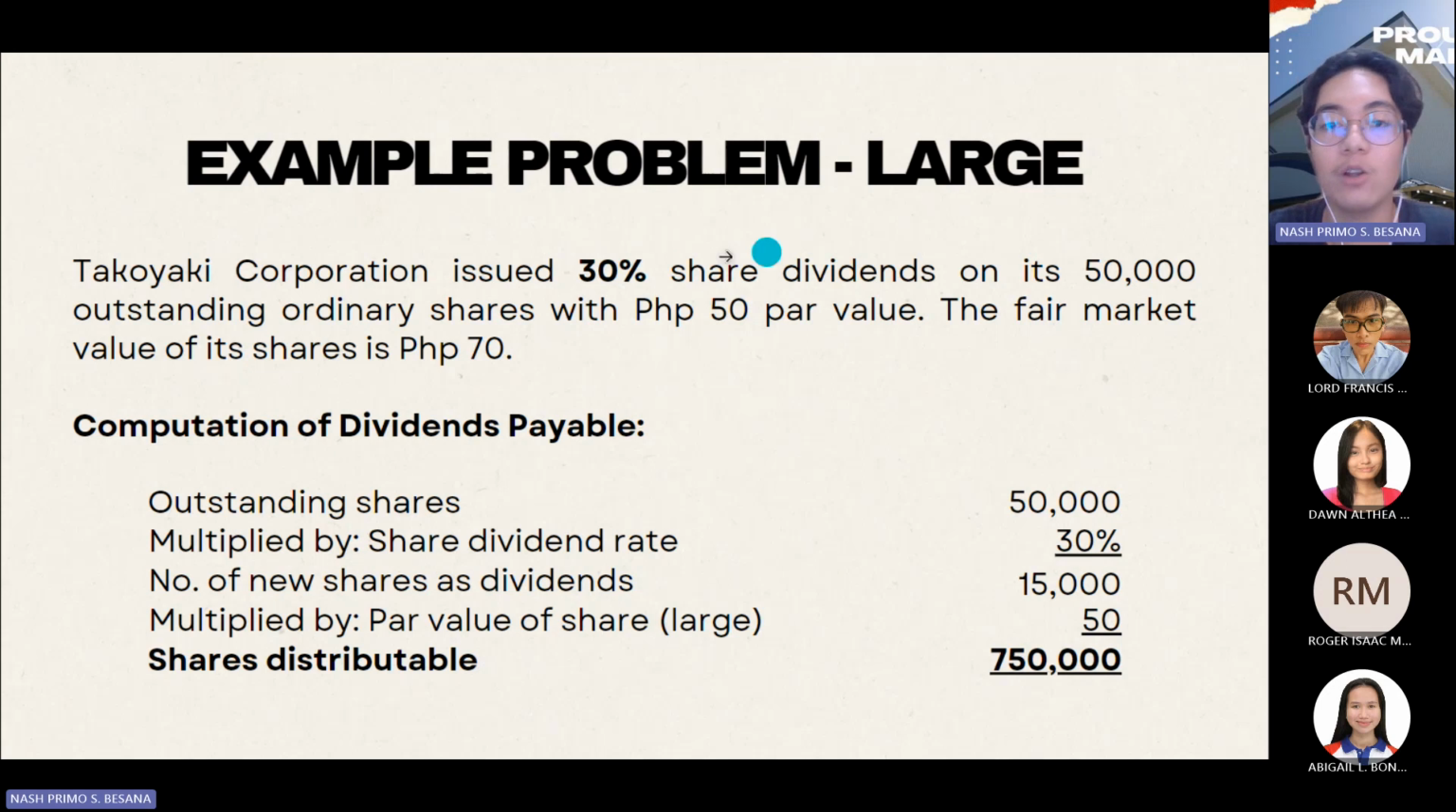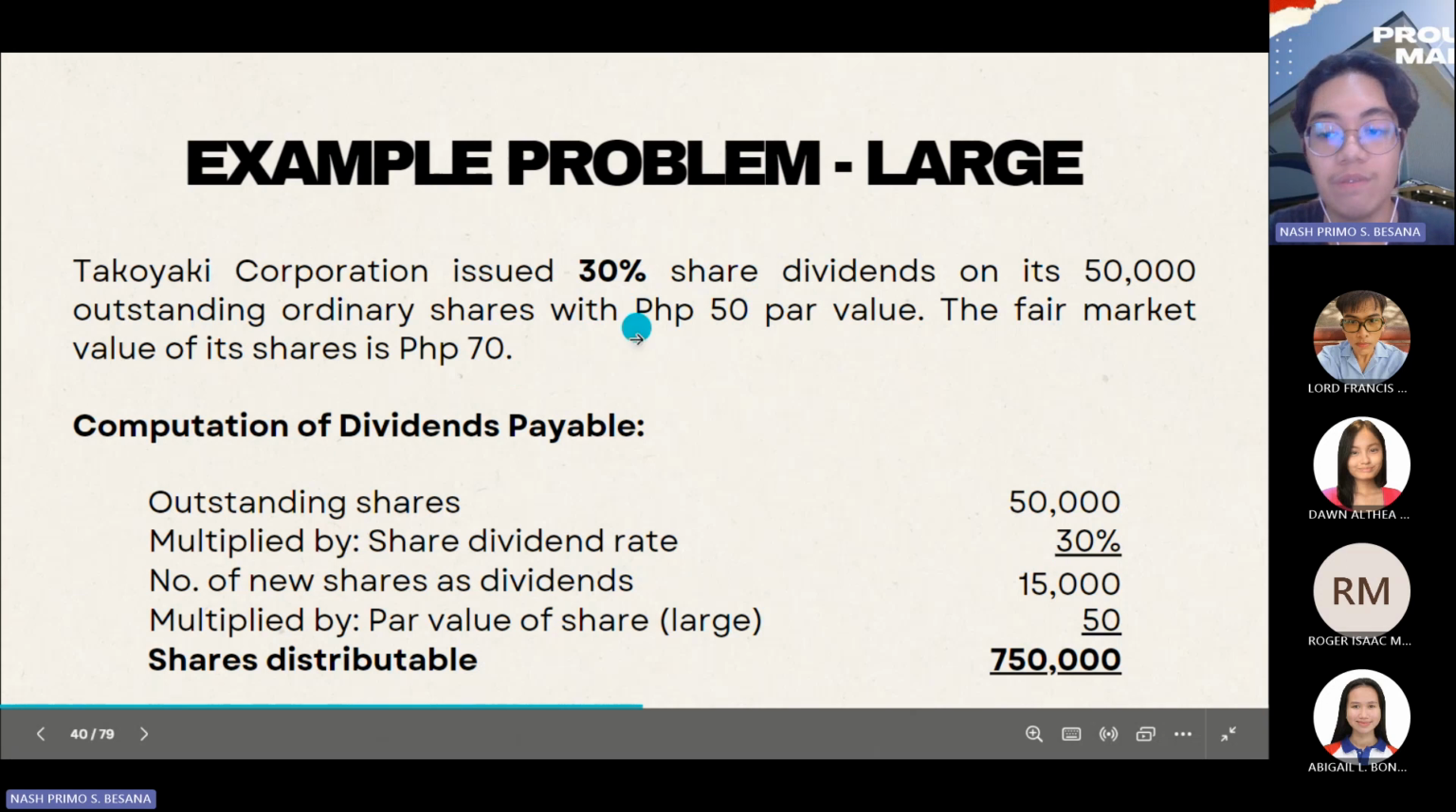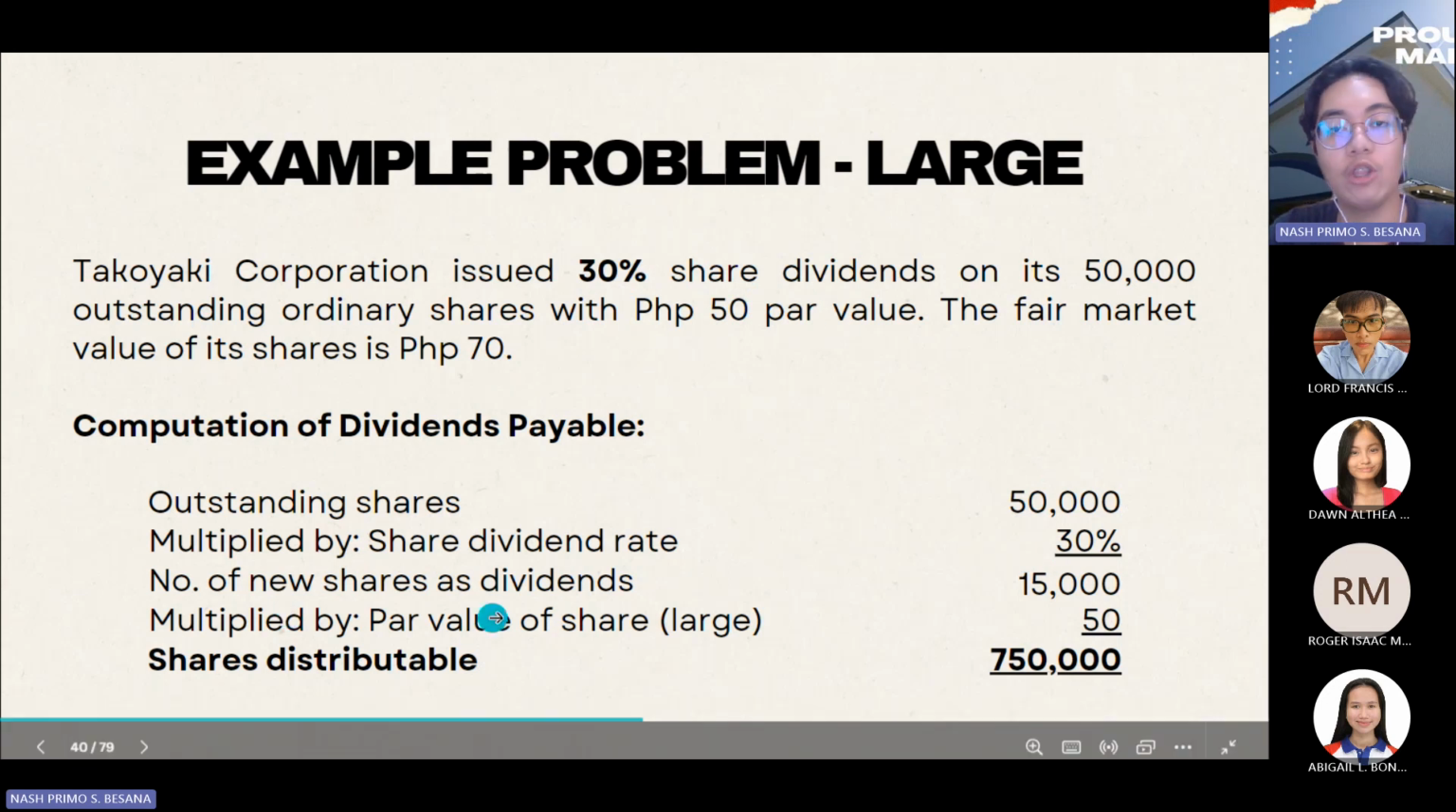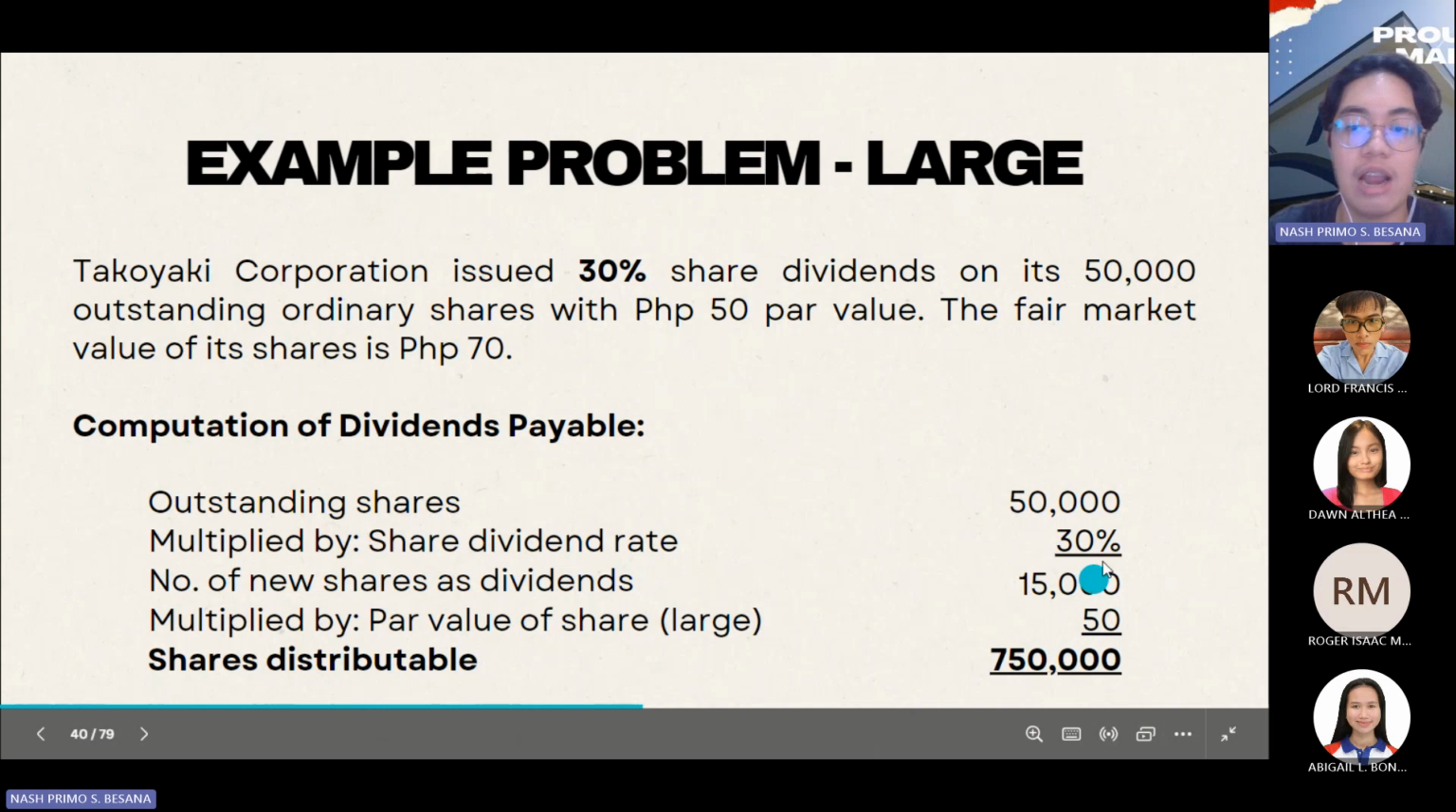But what if naman binago yung percentage, ginawang 30%, it would now be a large share. So same given pero 30% na daw yung in-issue. So 50,000 times 30% na share dividend rate, ang bagong shares na is 15,000. And then since 30% mas mataas sa 20%, large share, ang gagamitin na is par value instead na fair value. So 15,000 times 50 pesos, ang shares distributable kapag large share is 750,000.